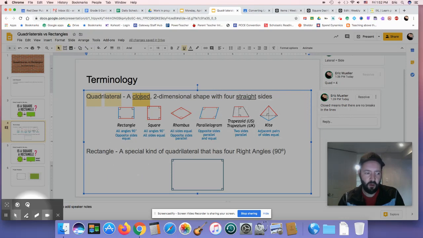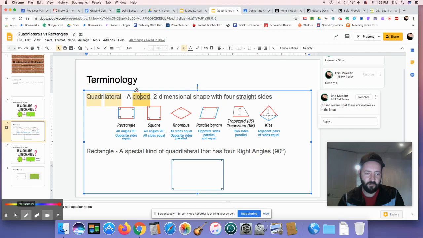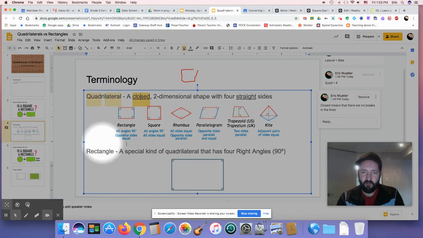All right, so just for comparison's sake, if I were to grab a little pen here and draw something that kind of resembles a square, but if I didn't quite connect this straight line with this straight line up here, this is not a closed shape. Therefore, it is not a quadrilateral, okay? So that's what it means. It has to be a closed shape. It's got to be two dimensions, and it has to have four straight sides.